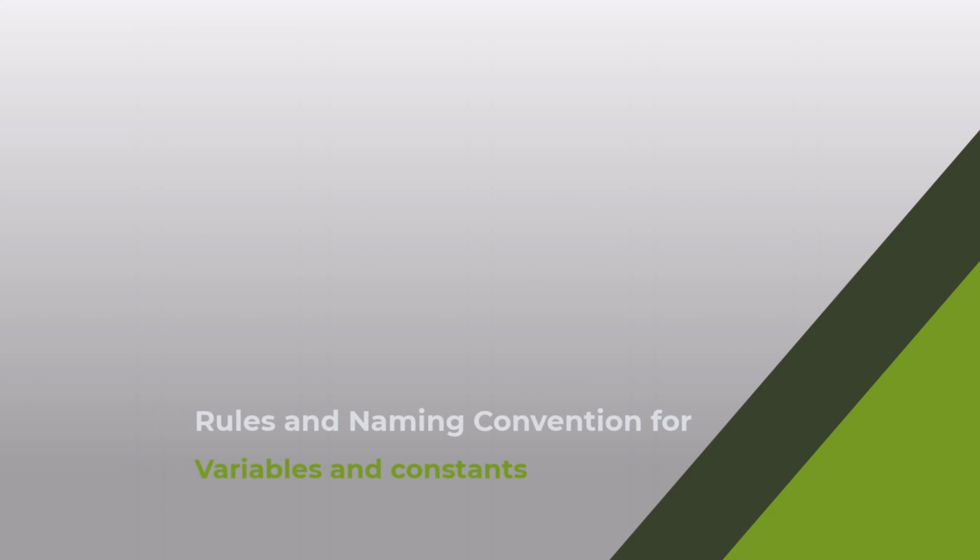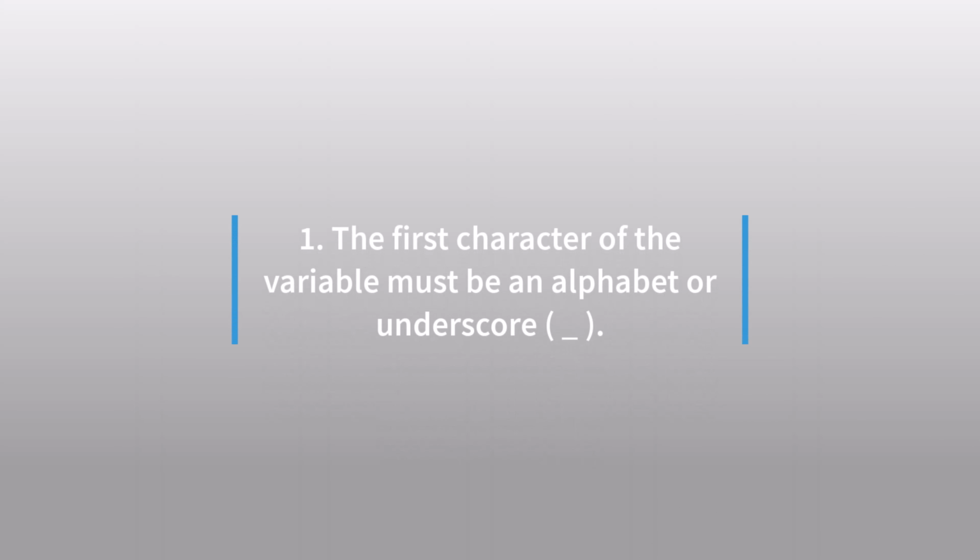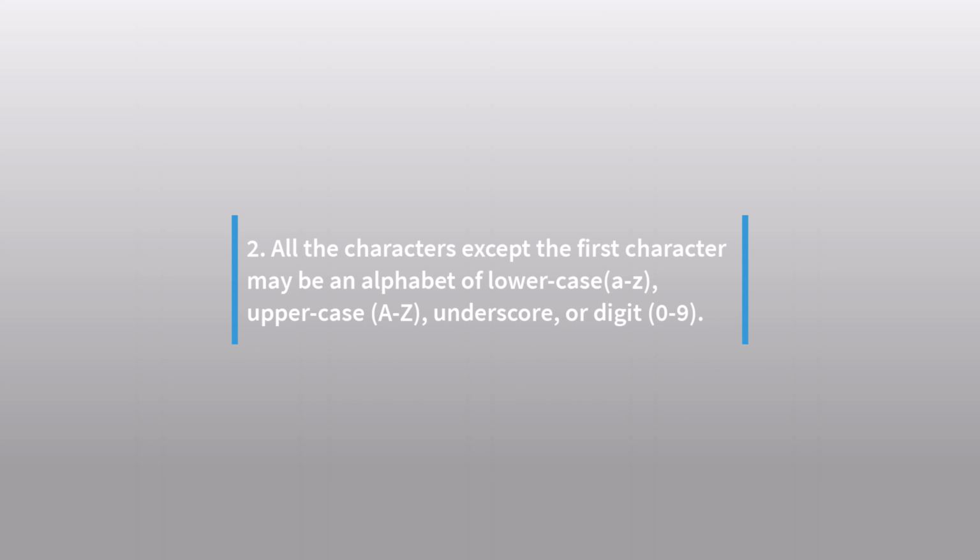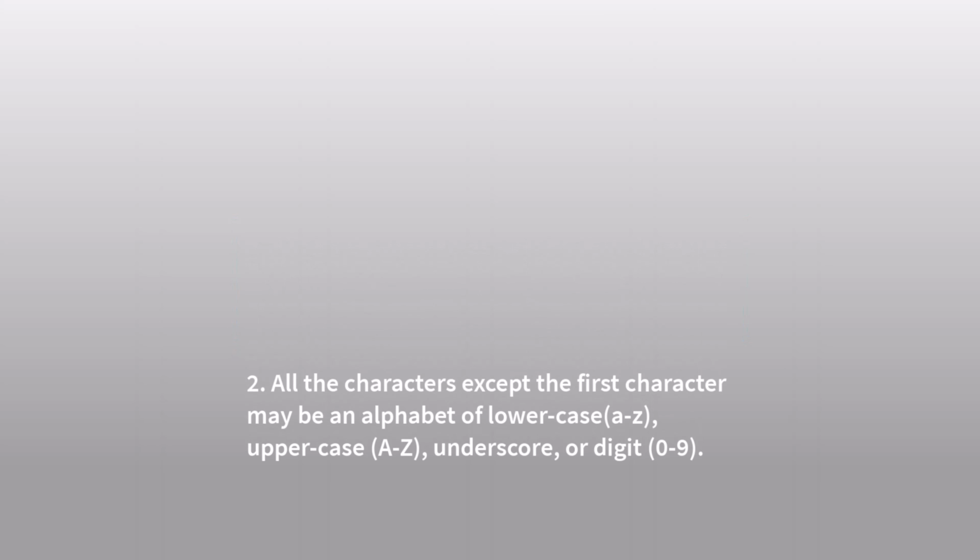Now I'll show you the rules and the naming convention for variables and constants. Number 1. The first character of the variable must be an alphabet or underscore. Number 2. All the characters except the first character may be an alphabet, lowercase a to z, uppercase A to Z, underscore or digit. Number 3. Identifier name must not contain any white space or special symbols.